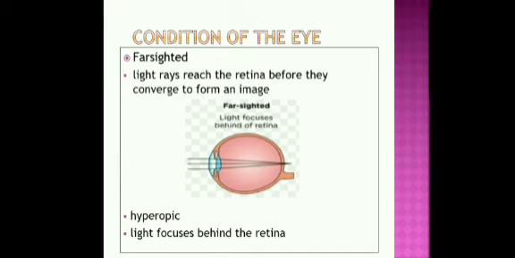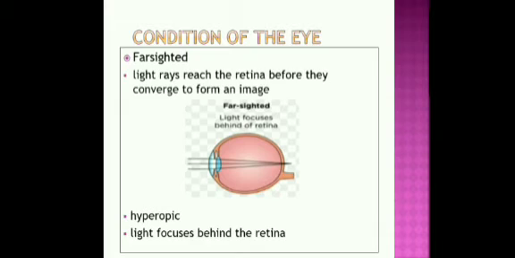Next is farsightedness. This is where light rays reach the retina before they converge to form an image. So this means light focuses behind the retina. People whose eyes are farsighted suffer from the condition known as hyperopia. If a person has a hyperopic eye, the image is formed behind the retina, making the image very large compared to what a normal eye can see.